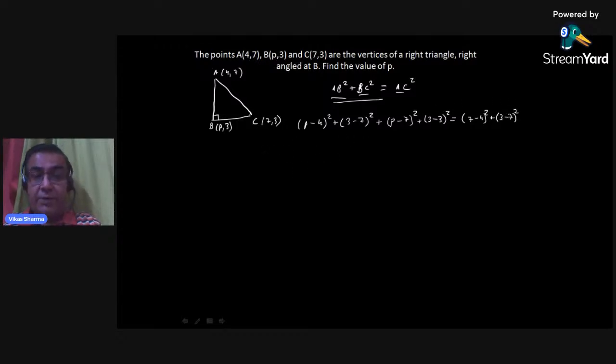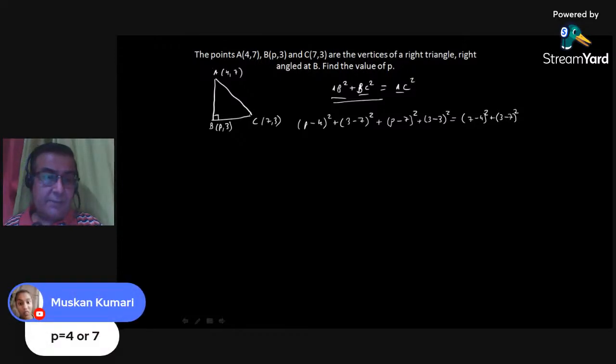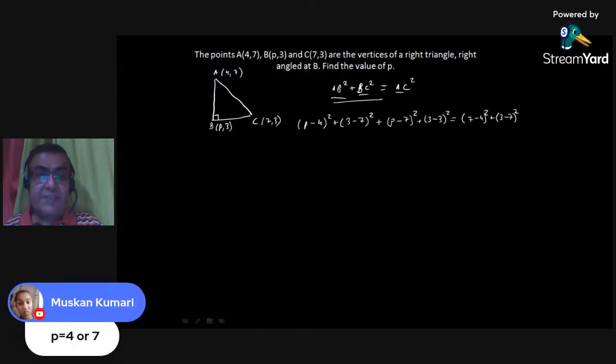Okay, let's see what we get. Muskan again gave the correct answer. P is equal to 4 or it is equal to 7 using Pythagoras theorem. Okay, let's see if that is correct or not. Let's continue with the question.